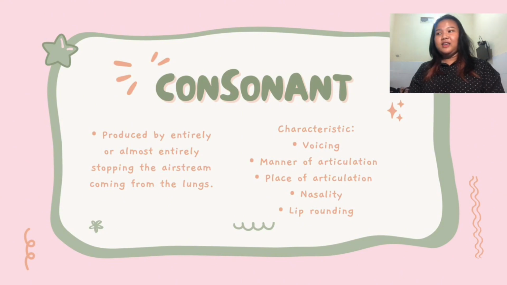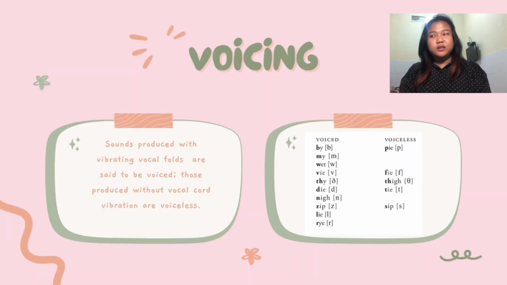So we classify consonants according to the following characteristics. The first one is voicing. The second one is manner of articulation. The third one is place of articulation. The fourth one is nasality. And the last one is lip rounding. So the first one is voicing, and voicing is sounds produced with vibrating vocal folds. And sounds produced without vocal cord vibration are voiceless. And you can check on my PPT, the one is voiced and voiceless.